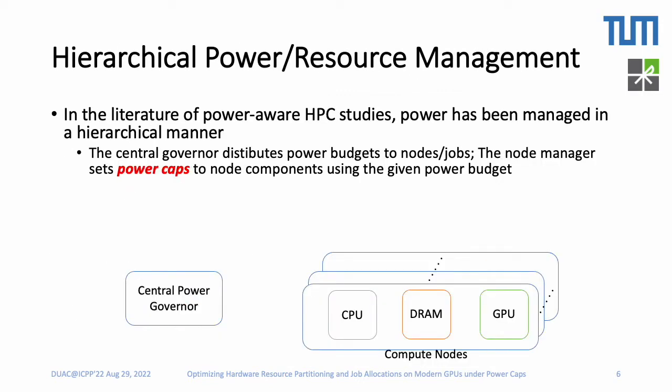If we look at the literature, usually hierarchical power resource management is used. Let's say we have a central power governor that distributes node level power limit, power cap. At the node level, node power manager sets up power cap to each component accordingly, so as not to exceed the node level power cap given by the central power governor.